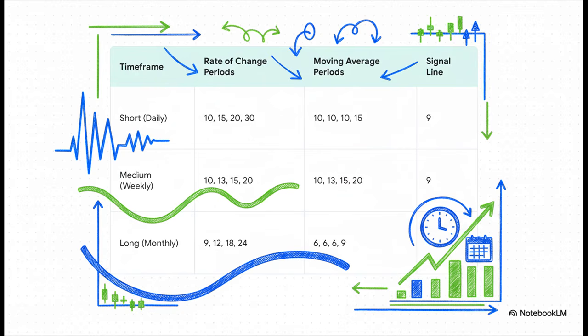One of the best things about the KST is how flexible it is. Look at this. Pring himself laid out different default settings you can use for daily, weekly, or even monthly charts. This is awesome because it means you can tweak the indicator sensitivity to match your trading style, whether you're trying to catch short-term swings or ride massive long-term trends.